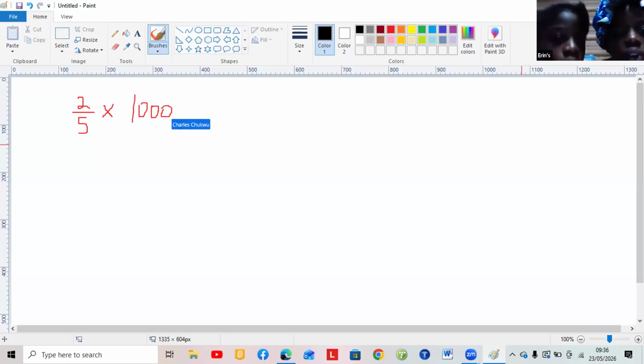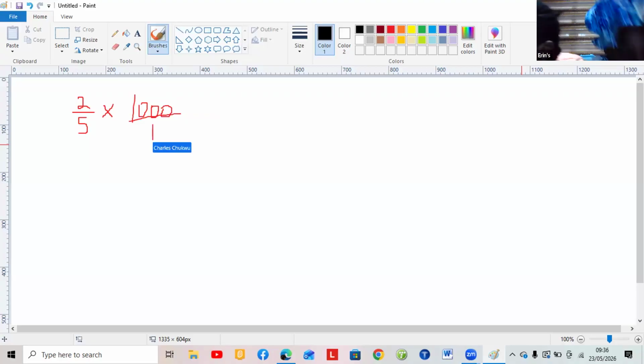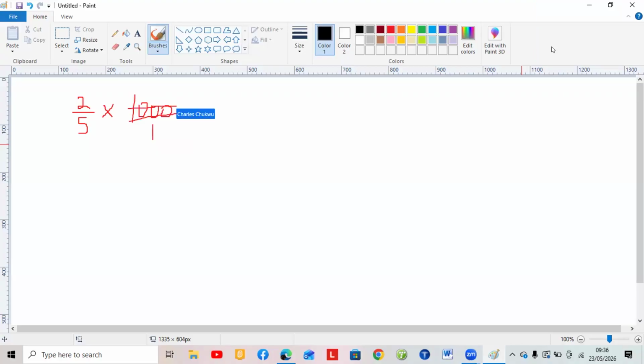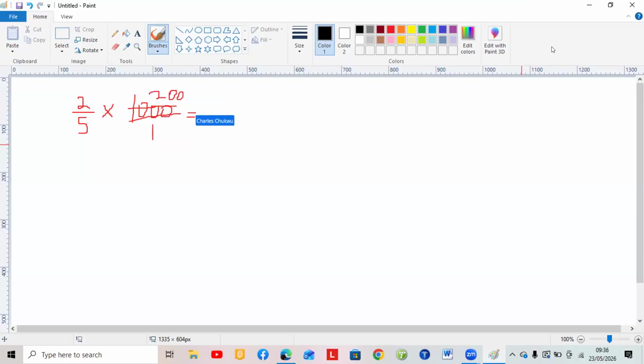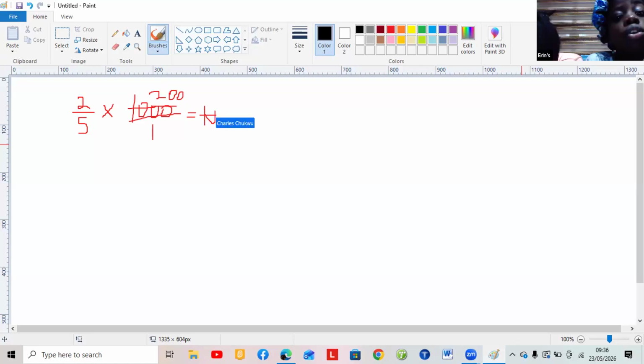5 in 1,000 is 200. Correct. So that's 200 times 2, which is what? 400 naira. So Ogaga will take home 400 naira. Now, had it been they asked us what the other person will take home, what are we simply going to do? 400 minus 1,000, that is 600 naira.